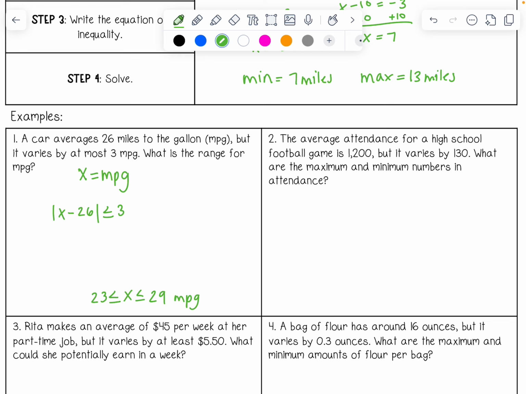And again, this is distance. This is going to be a positive number. That's why we're dealing with absolute value here. Miles per gallon. You can't have a negative miles. So if we solve this, it's going to give us these numbers, the 23 and the 29.